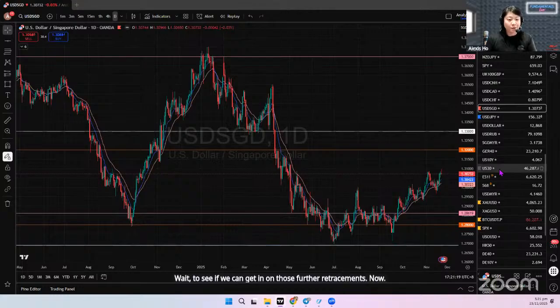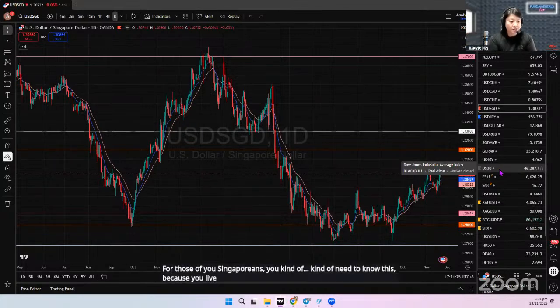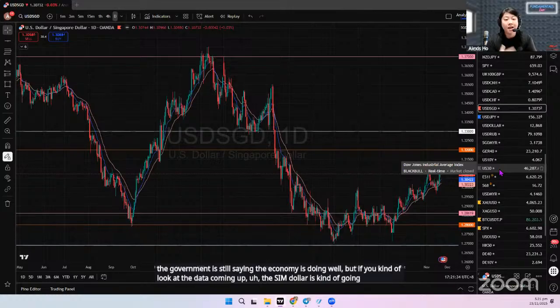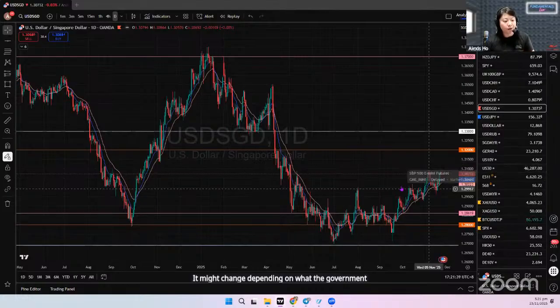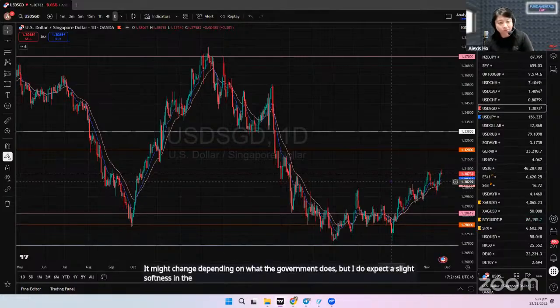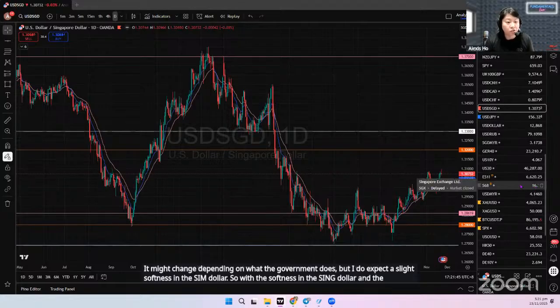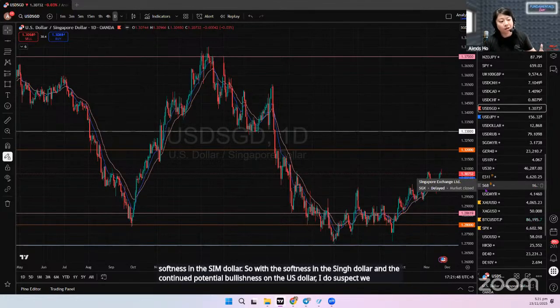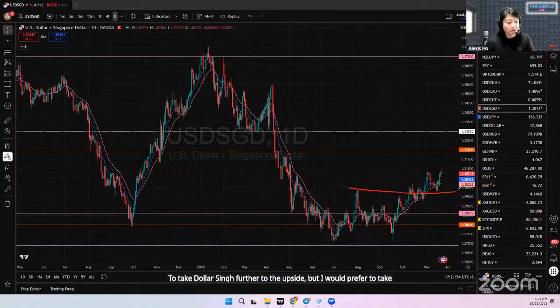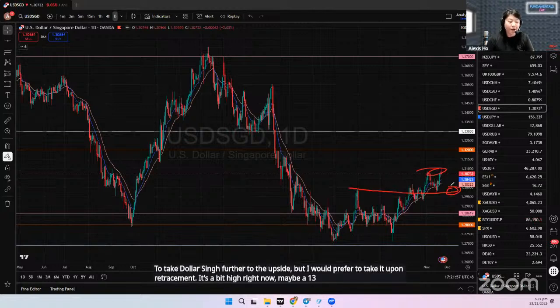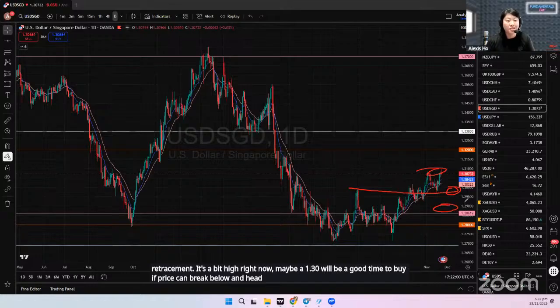Now, how is the Singapore economy doing? For those of you Singaporeans, you need to know this because you live there. The Singapore dollar is doing pretty good because the government is still saying the economy is doing well. But if you look at the data coming up, the Sing dollar is going to soften as we enter 2026. Again, it might change depending on what the government does, but I do expect a slight softness in the Sing dollar. So with the softness in the Sing dollar and the continued potential bullishness on the US dollar, I do suspect we might have an opportunity to take dollar Sing further to the upside, but I would prefer to take it upon retracement. It's a bit high right now. Maybe 1.30 will be a good time to buy. If price can break below and head back towards 1.29, that's my second area of buys.